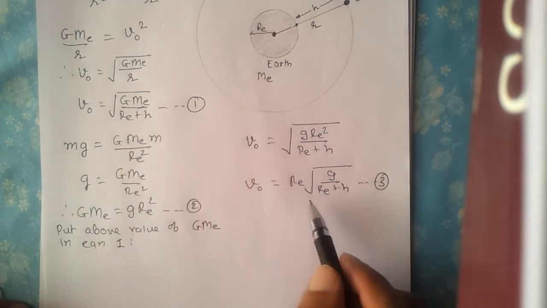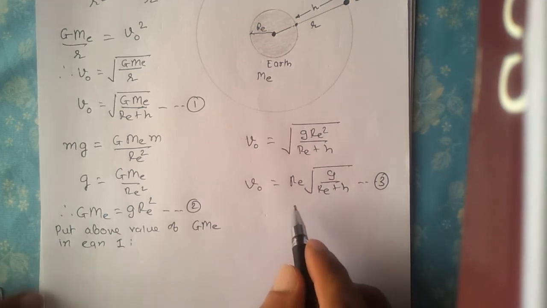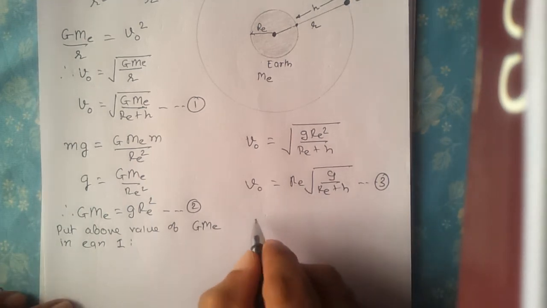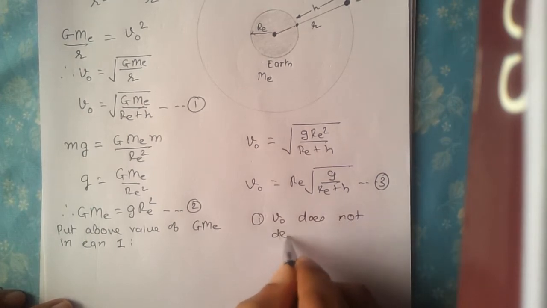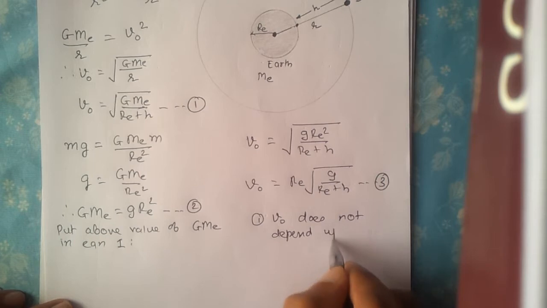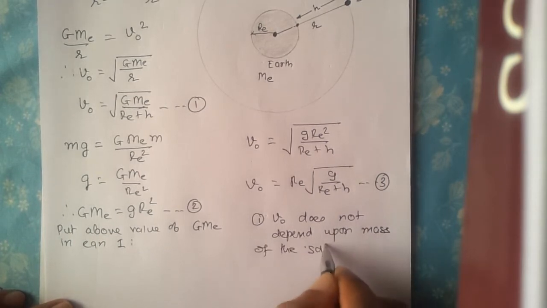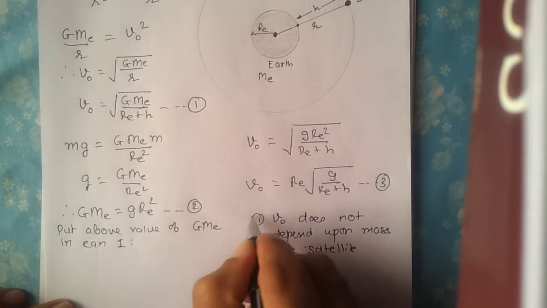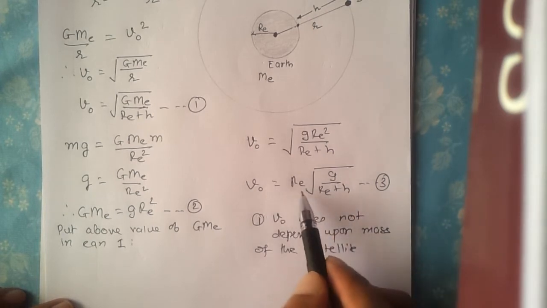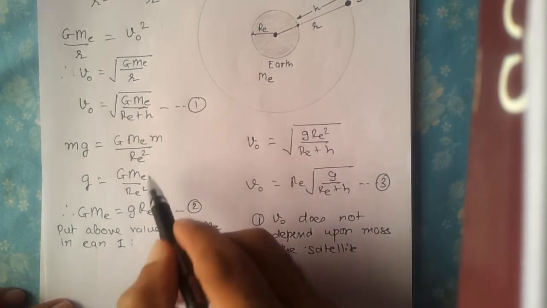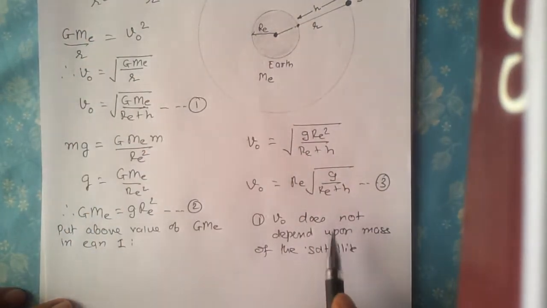Of course, both of them are one and the same, right? Now, what do we conclude from this equation? Conclusion 1 that we draw is that v0 does not depend upon the mass of the satellite. As you can very clearly see over here, mass is not there in the equation. It got cancelled out, and therefore it does not depend upon mass.